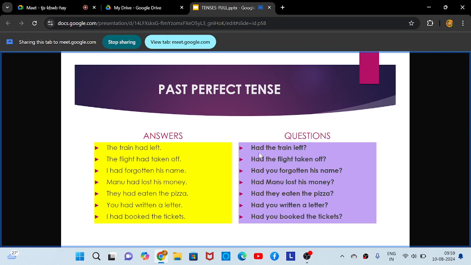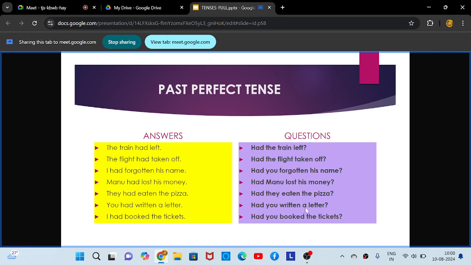Now look at the questions. Had the train left? The train had left. Had the flight taken off? The flight had taken off. Had you forgotten his name? I had forgotten his name. Had Manu lost his money? Manu had lost his money. Had they eaten the pizza? They had eaten the pizza. Eaten is the V3. Similarly, left, taken off, forgotten, lost, eaten, all these are in V3.